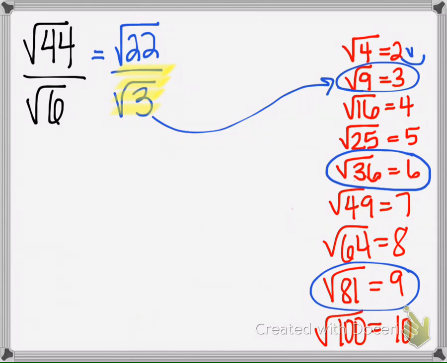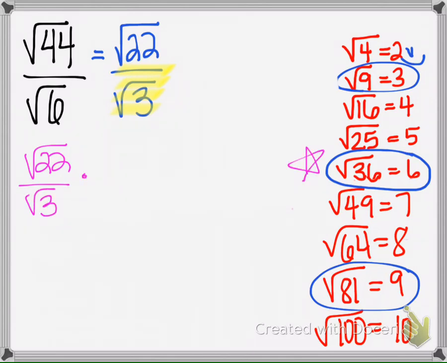So I'm going to redo this problem just to show you, for example, that you could pick any number from this list. And I need to take the square root of 22 over the square root of 3. And if I pick 36, then I would need to multiply 3. 36, 3 goes into 36 12 times. So I would need to multiply by the square root of 12.